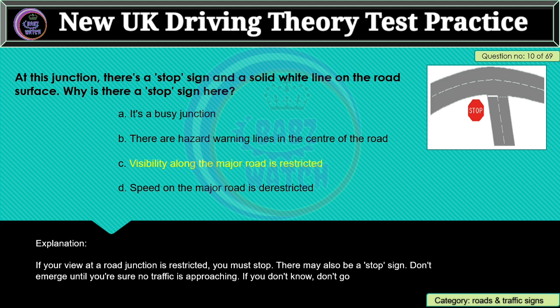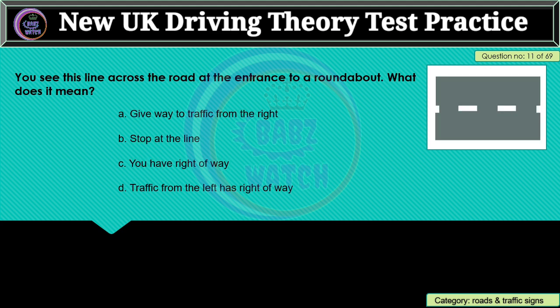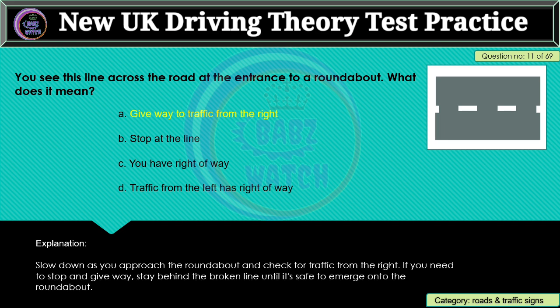Question 11 of 69. You see this line across the road at the entrance to a roundabout. What does it mean? A. Give way to traffic from the right. B. Stop at the line. C. You have right of way. D. Traffic from the left has right of way. The correct answer is A. Give way to traffic from the right.